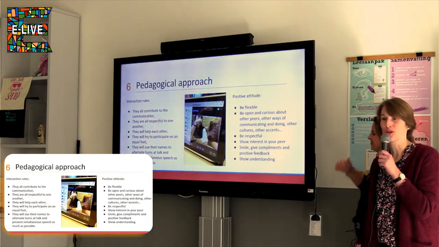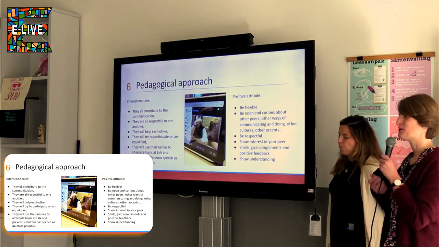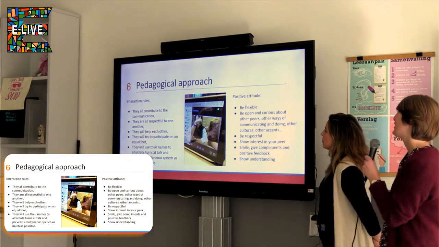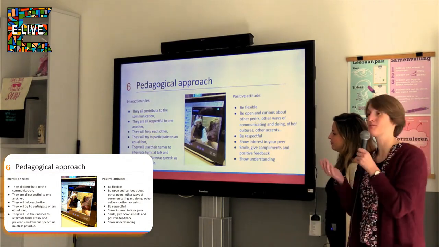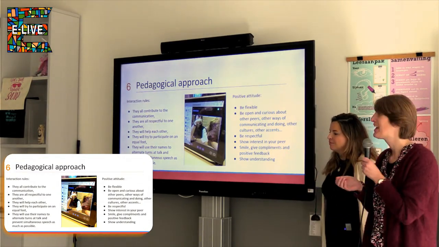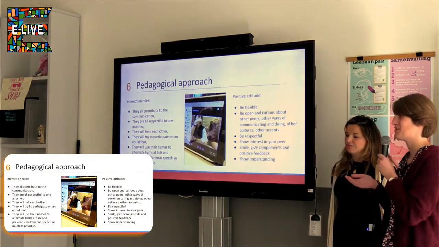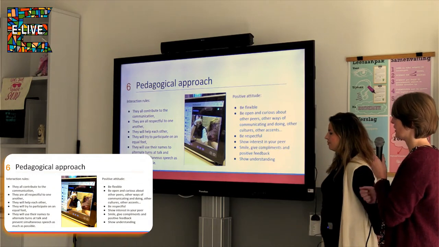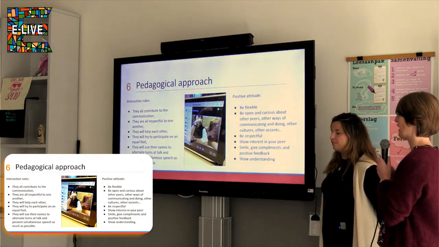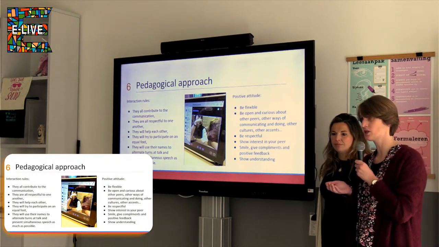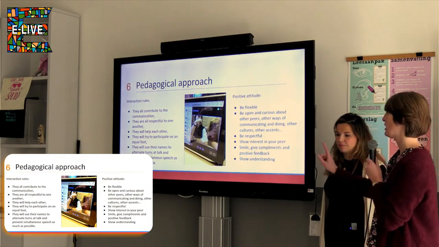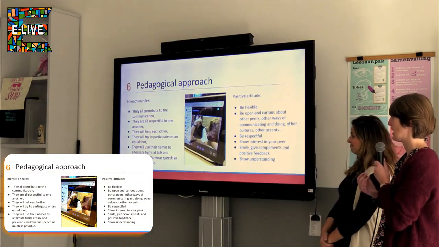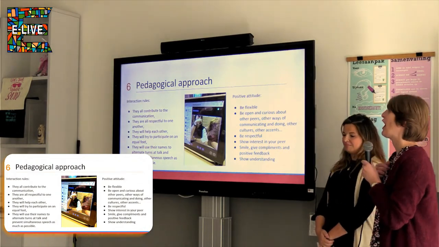Yeah, we also had to work on our pedagogical approach, and we were really helped with this by Christy, who provided some interaction rules and positive attitude rules. I mean, the interaction rules might seem really familiar to all kinds of group work we do with our students, like they all have to help each other out, participate, and contribute.